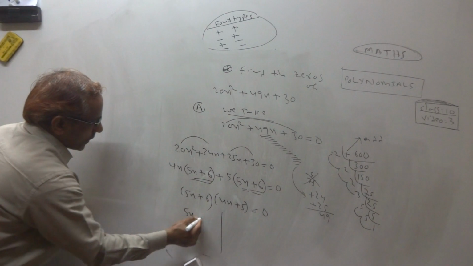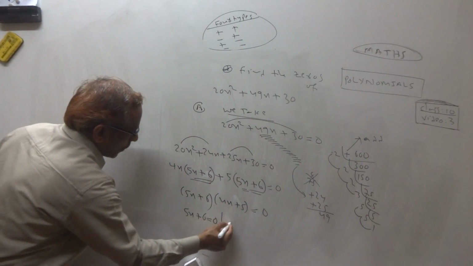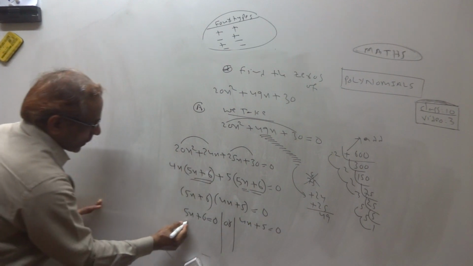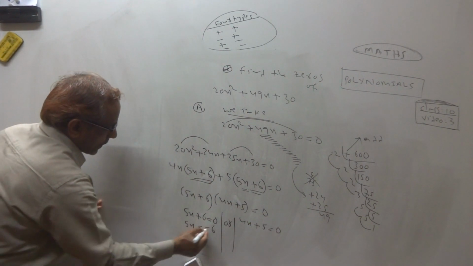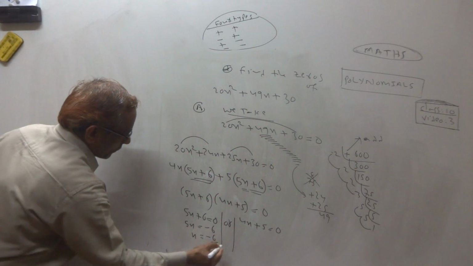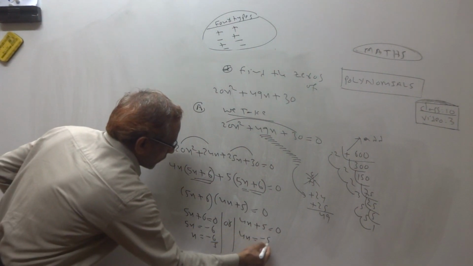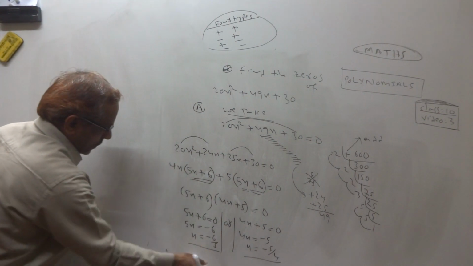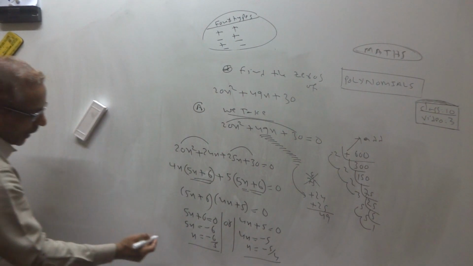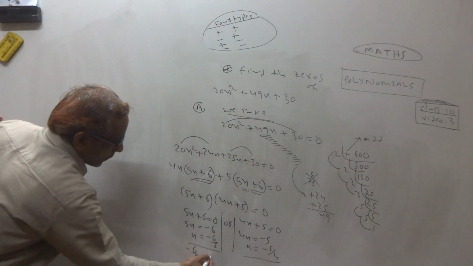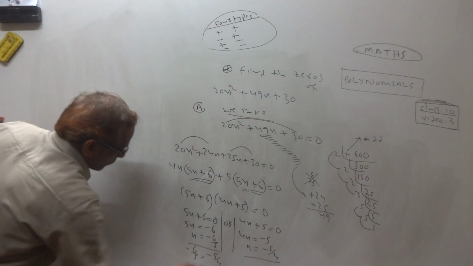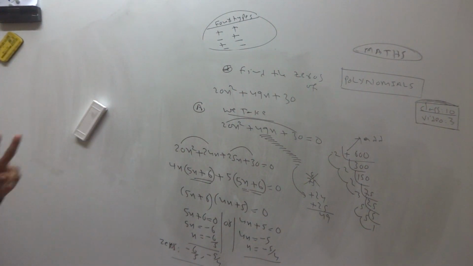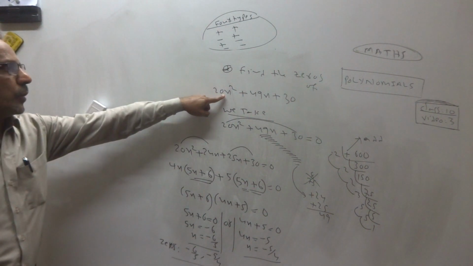Separating. This is 0 or this is 0. Clear? So plus 6 shifts there, minus 6, x is minus 6 by 5. Minus 5, x is minus 5 by 4. So we got two zeros. What are the zeros? Minus 6 by 5 and minus 5 by 4. This is the answer. We always get two zeros because this is quadratic.